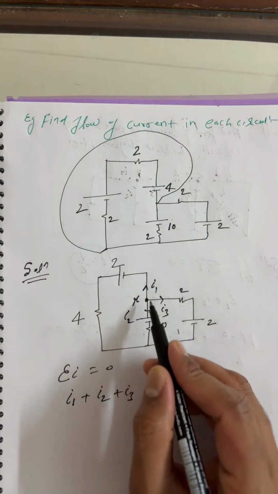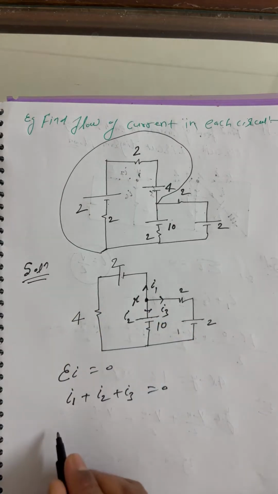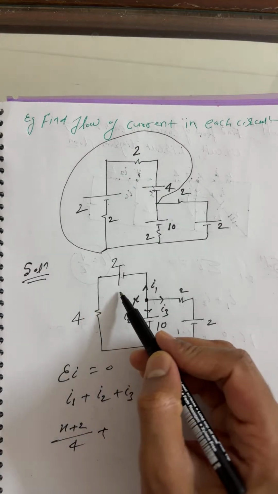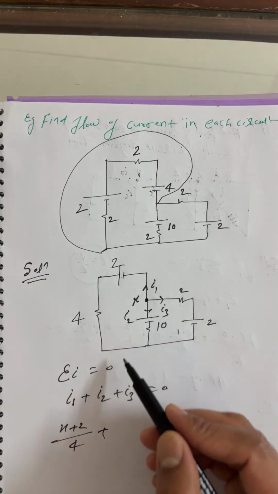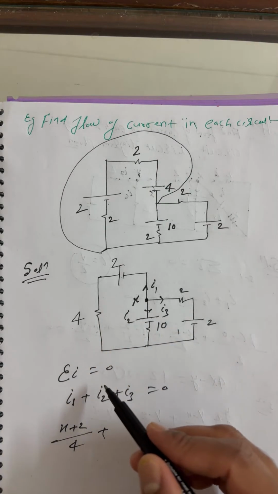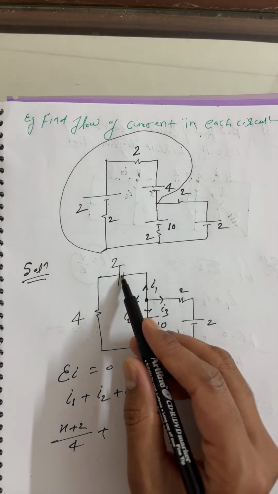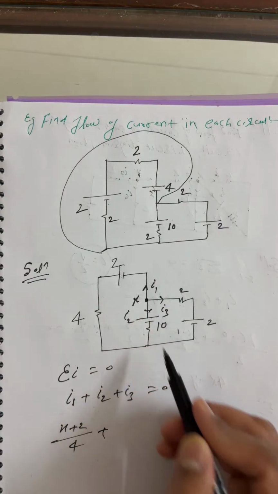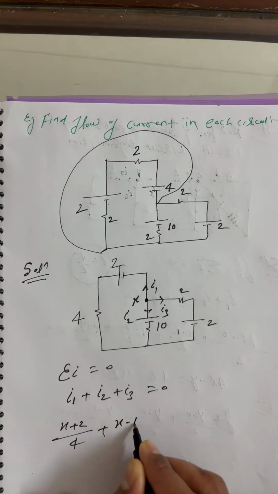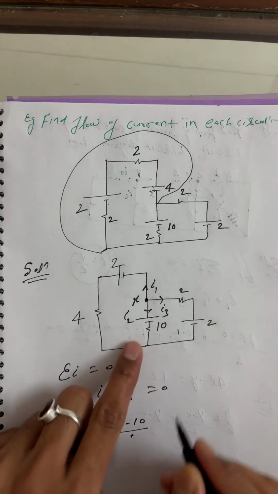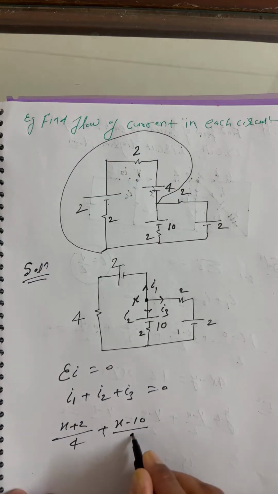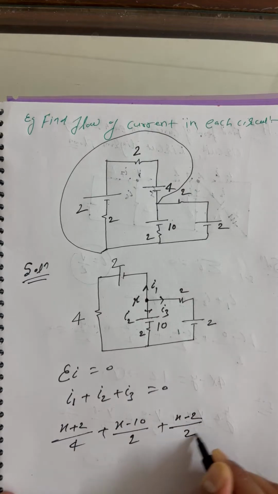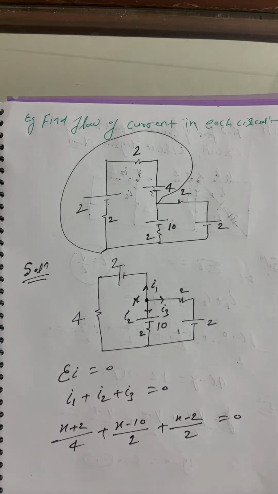What is I1 here? This is from higher potential, minus to plus. So we can write x plus 2 by 4. I already taught this yesterday in the classroom, the sign convention of the circuit. So x minus 2 by 4, then x plus 2, then x minus 10 by 2, this is 2 ohm. So x plus 2 minus x minus 2 by 2 equals 0.